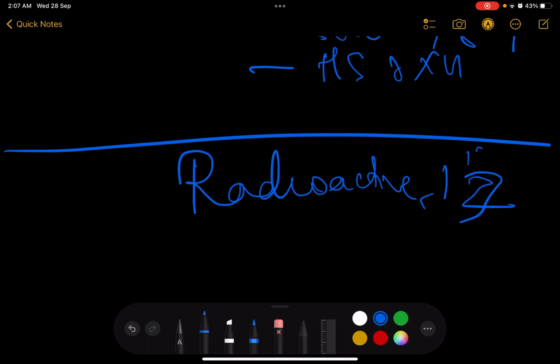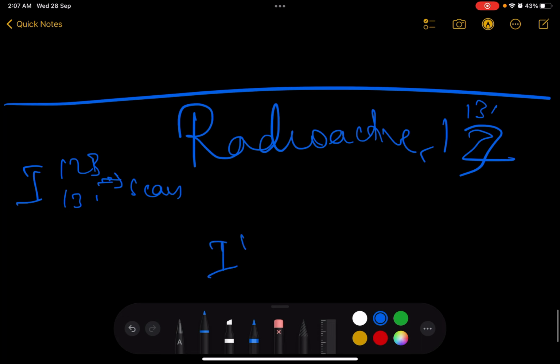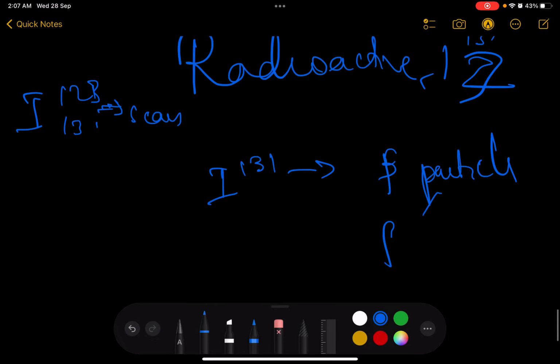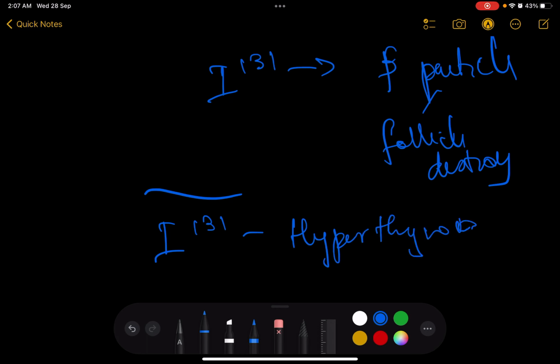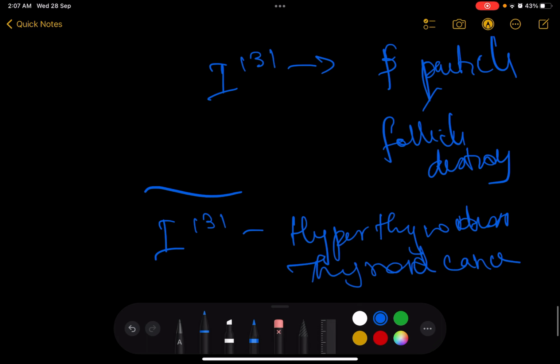which is 131. The 123 is actually used for scanning. We've got 125 as well and 131. Now the thing is, 131 causes what? 131 releases a beta particle, and this beta particle destroys the follicle. Follicle destroyed. All right. So when it destroys the follicle, what do we use I-131 for? Well, I-131 is used for hyperthyroidism, primary, obviously, in thyroid adenoma or cancer, mostly cancer.